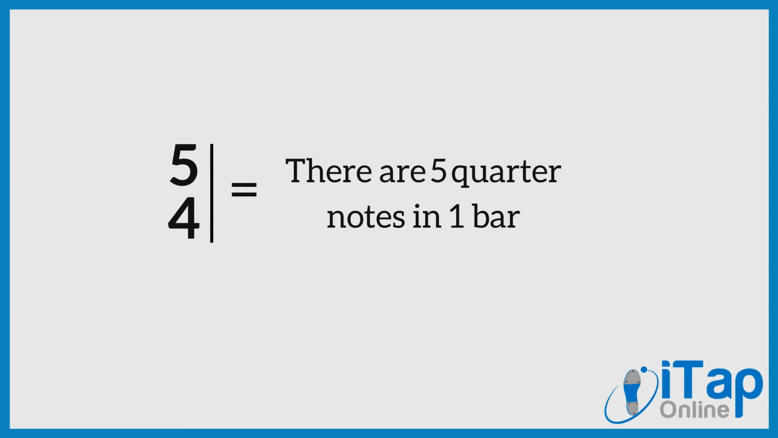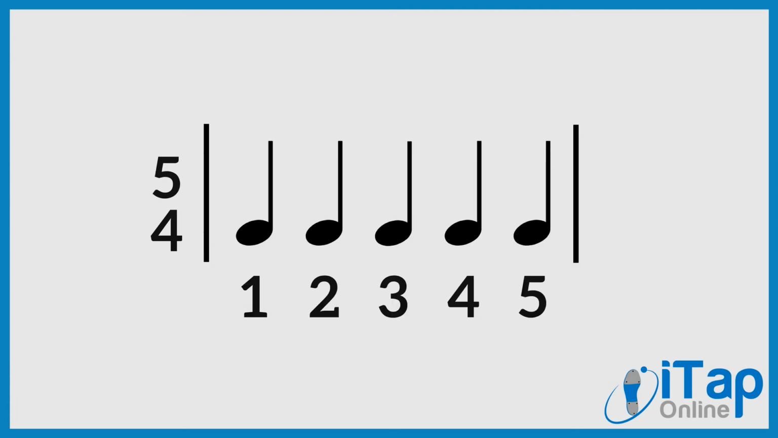So again, you'll notice that our top number has changed, and it's telling us that there are 5 beats in a bar, but the bottom number has stayed the same. This means that there are 5 quarter notes in one bar. If I were to count one bar in 5/4 time, it would be 1, 2, 3, 4, 5.